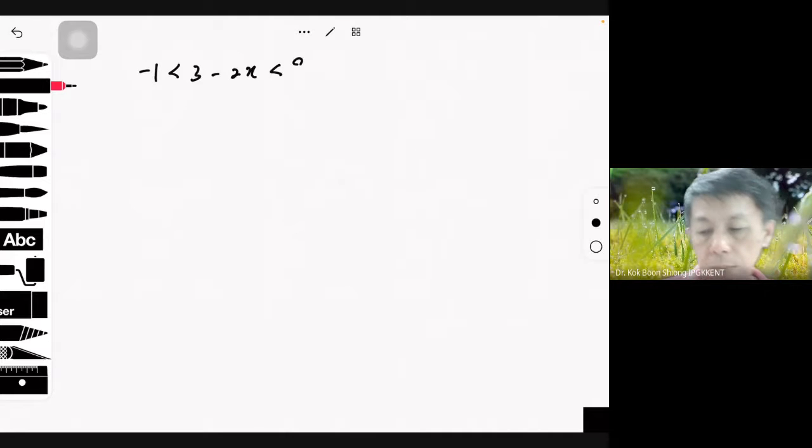Okay, next question. Sorry, today a bit rushing. Try another one. Negative 1, 3 minus 2x smaller than 9. Okay, try.